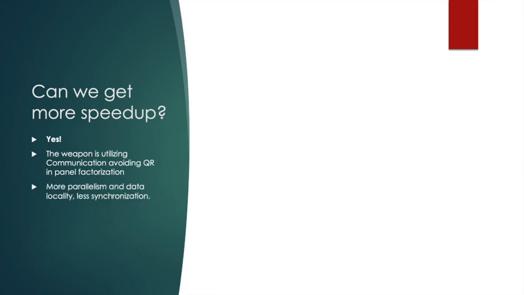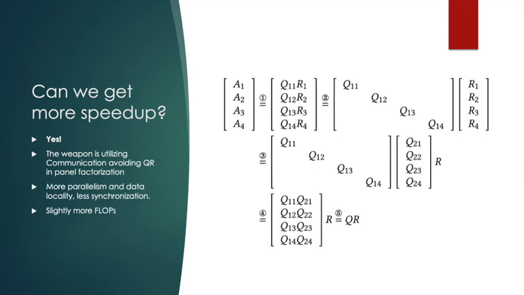We divide the matrix into several blocks. For example, in this figure, we have four blocks. The first step is factorizing these blocks separately, then stacking the separate R factors and factorizing the stacked matrix to get another Q and R. Finally, let the left Qs times the right Qs. Now we have the new orthogonal matrix and an upper triangular matrix.